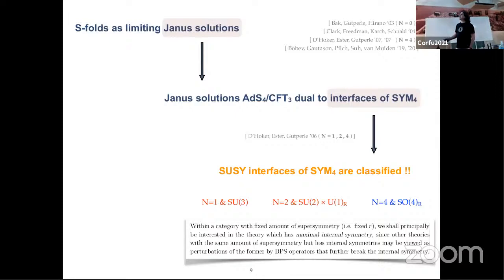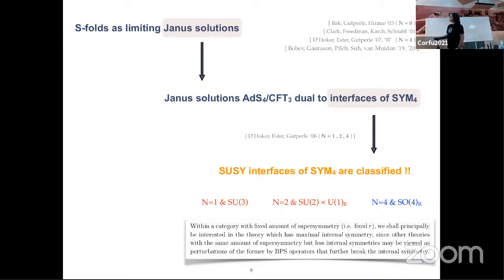But then, interestingly, these Janus solutions are AdS4 holographic duals of CFT3s, dual to interfaces of super-Yang-Mills. These are configurations of super-Yang-Mills in which the coupling runs with a certain coordinate, which is essentially the important coordinate in the S-fold. And then, what is even more important is that these interfaces of super-Yang-Mills, those preserving supersymmetries, have been classified.